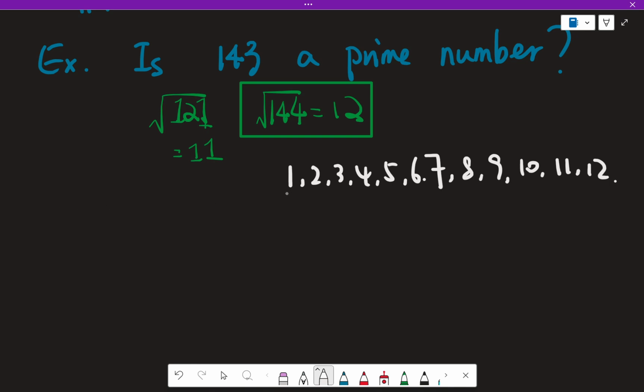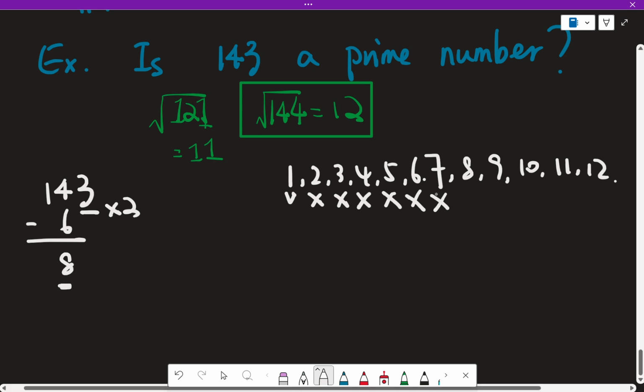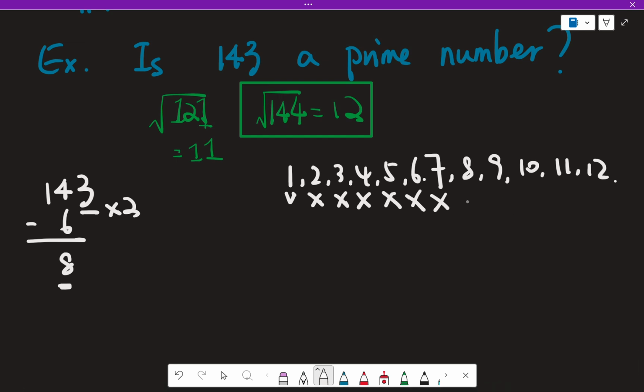So 1, yes. 2, 143 is not an even number, so no. 3, 1 plus 4 plus 3 gives 8, and 8 is not divisible by 3, so no. 4, last 2 digits, 43 is not divisible by 4. 5 only works when the last digit is 5 or 0, and the last digit in this case is 3, so no. 6, we need to satisfy both 2 and 3, and neither is satisfied, so no. 7, we take the last digit times 2 and subtract it from the remaining digits, we get 8, and 8 is not divisible by 7, so no. 8, last 3 digits, and we can see that no.